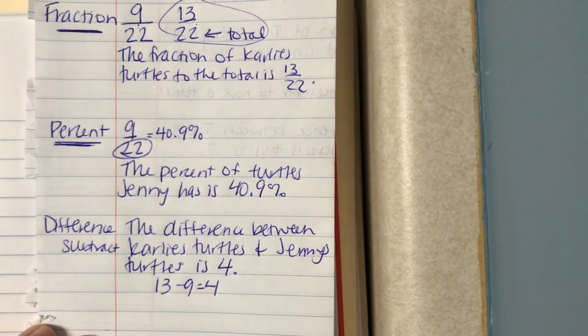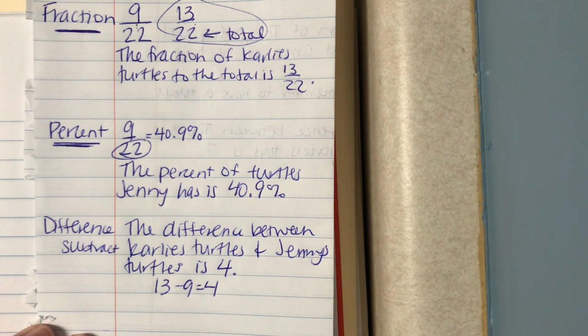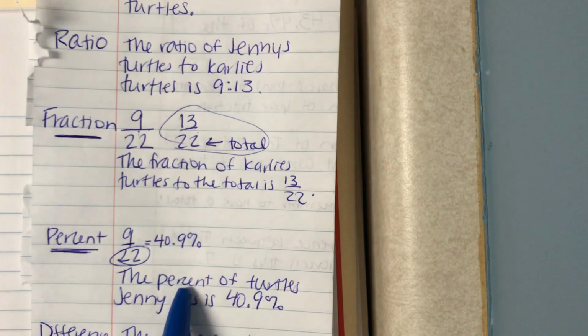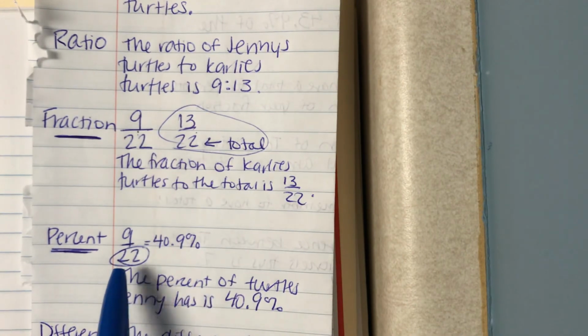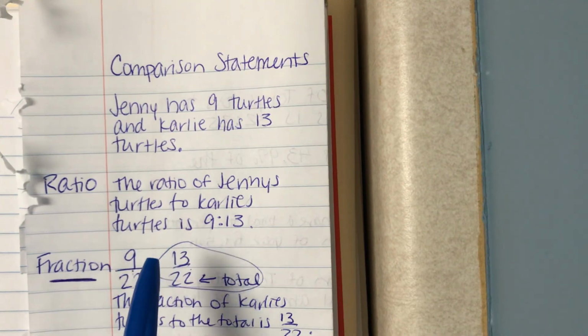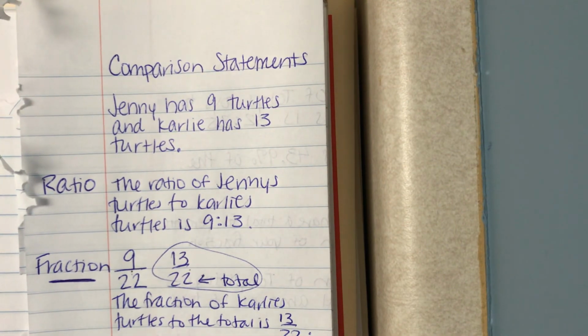Those are the 4 different comparison statements. For difference, there's only one option. For percents and fractions, you have 2 options you can go with. Just make sure you're using the total at the bottom. For ratio, you have about 4 different choices. Just make sure in your sentence you're explaining each time.